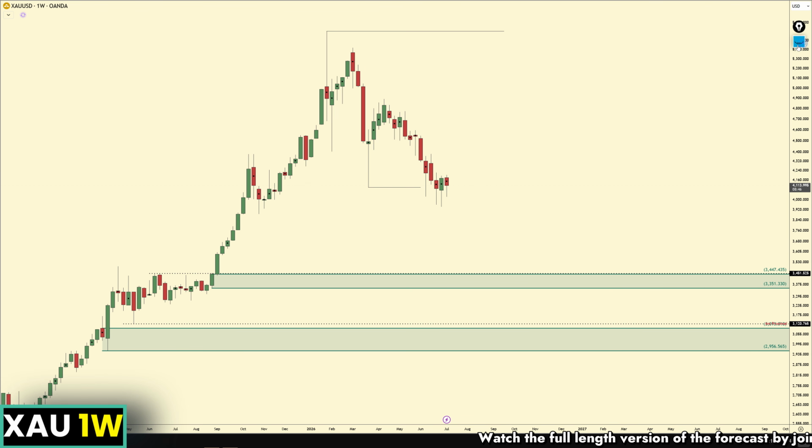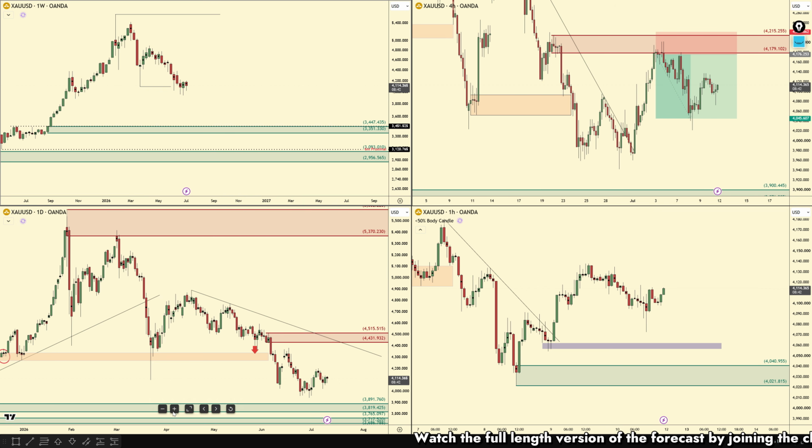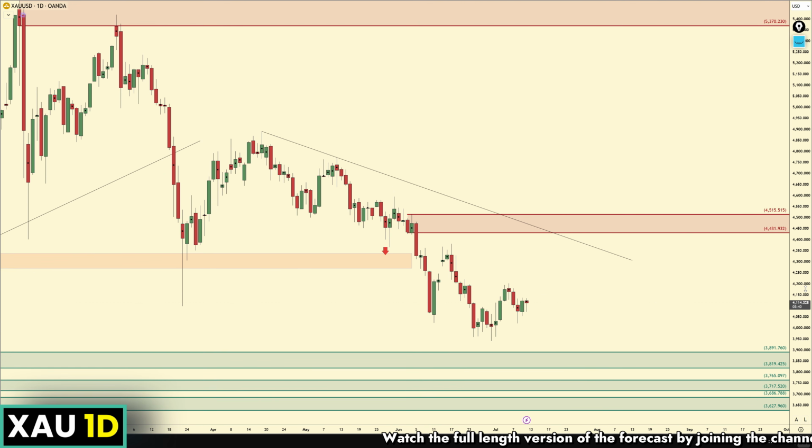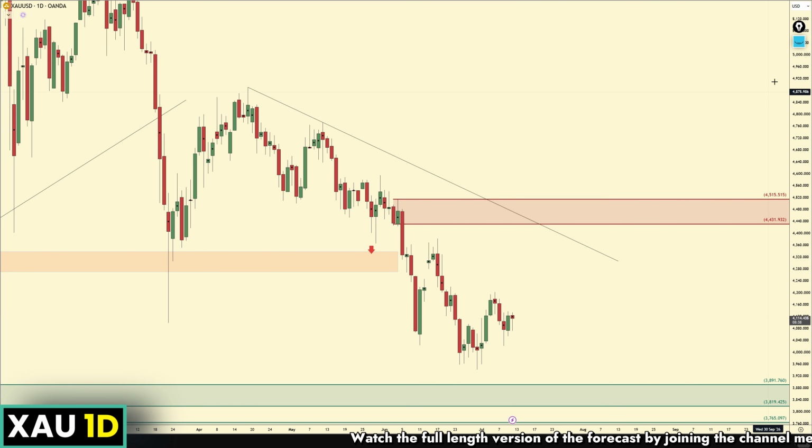I know a lot of you guys are traders, but if you're investors, it's a great area to look for a pullback entry to start investing in physical gold or even ETFs. You have to look into it more in depth. I'm not going to talk about it here.